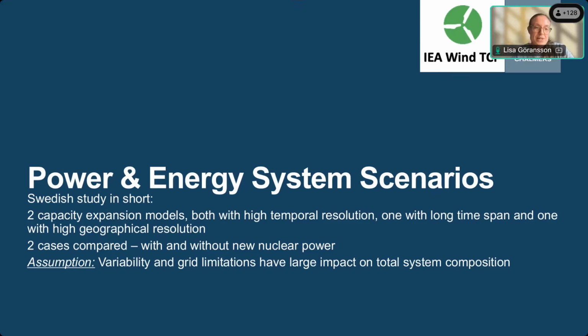Well, in short, in the Swedish study, what we did is that we had these two capacity expansion models, both with a high temporal resolution, but then one with this long time span and one with a high geographical resolution. And with both of these, we compared two different cases. One case where in the Swedish system we didn't have new nuclear power, and one where we did introduce or force in new nuclear power. And the approach was based on the assumption that the variability and grid limitations have a large impact on total system composition. So it was based on this that we designed this setup.